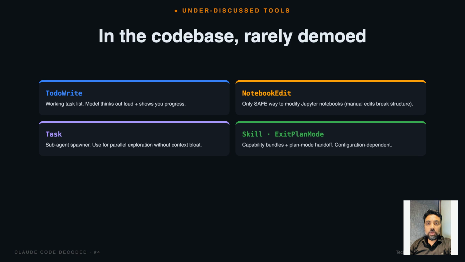Second, the read tool defaults to 2000 lines. If you read a huge file without specifying a limit, you'll get truncated content silently. Always pass limit and offset for large files.